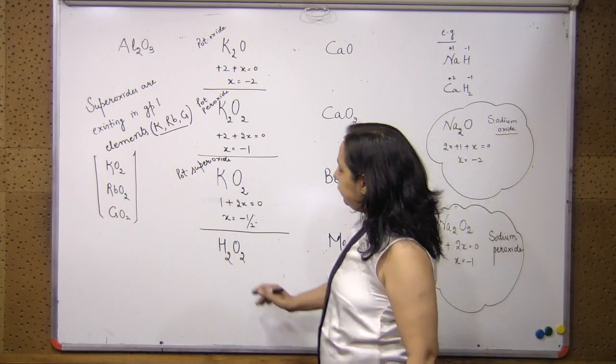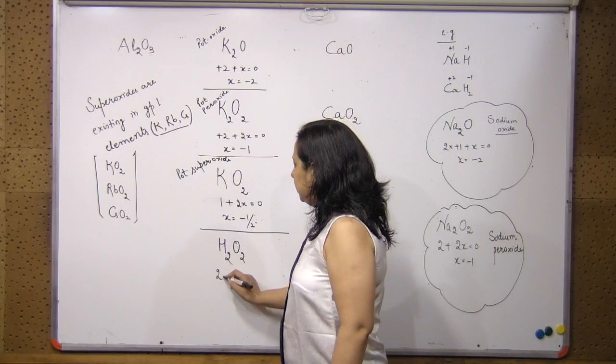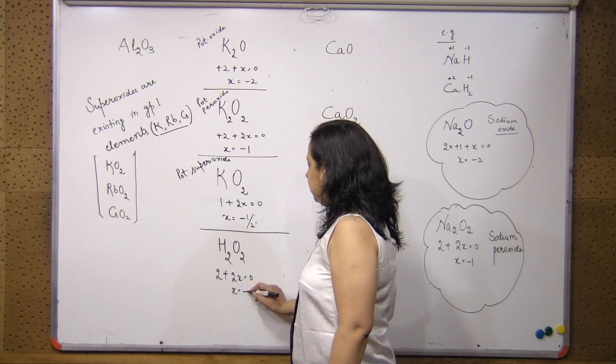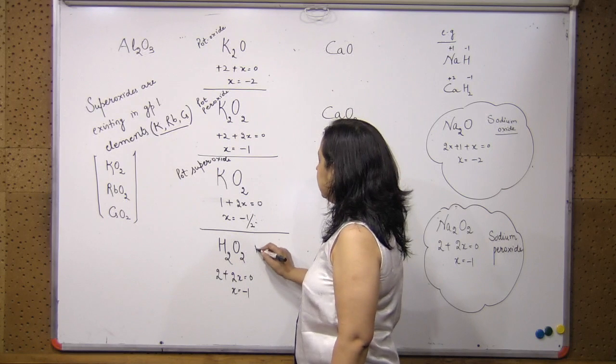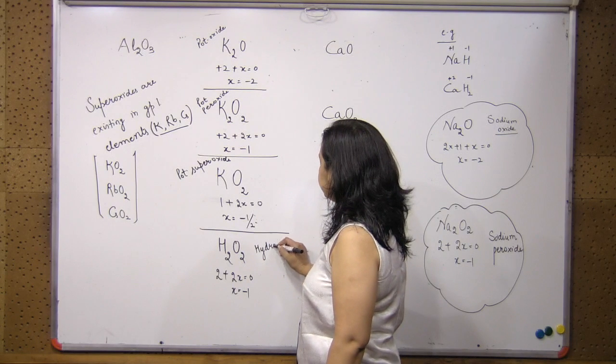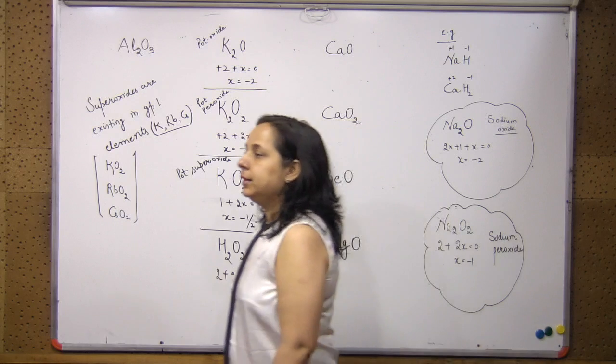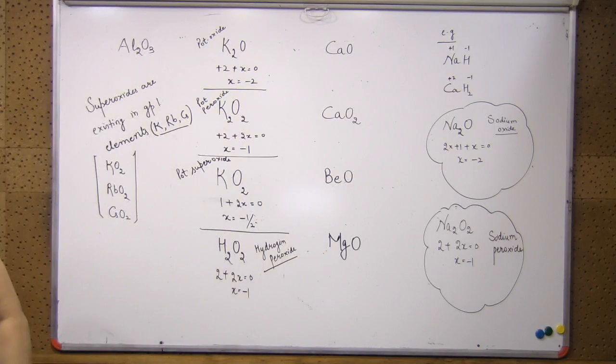Now calculate for this oxygen. 2 plus 2x is equal to 0. x comes out to be -1. It is hydrogen peroxide. Now calculate the oxidation state of oxygen in the 5 compounds left with us. Calculate the oxidation number of oxygen in these 5 compounds.